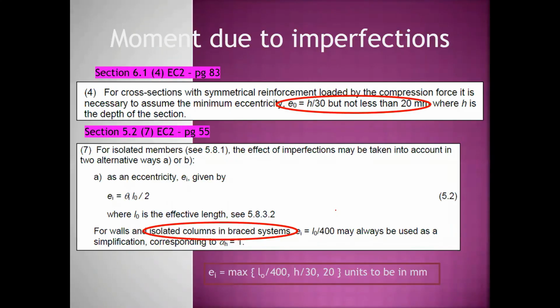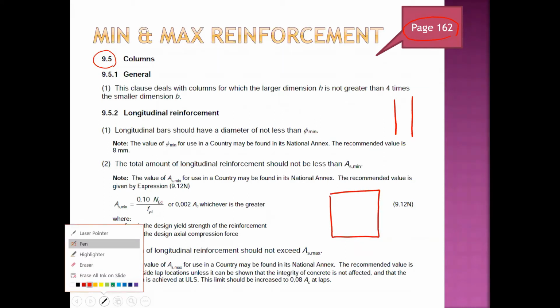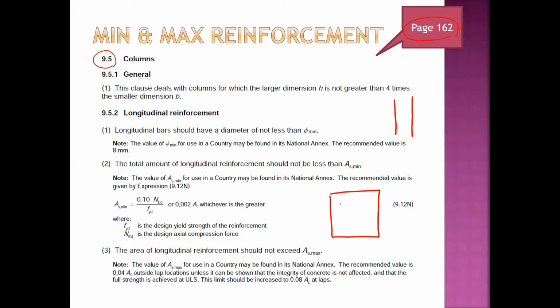And this is the moment due to imperfections. We can take a look later in our tutorial. And this is the minimum and maximum reinforcement. This is the design part from clause 9.5 in Eurocode 2, page 162. The longitudinal bars means the vertical bars. Let's say this is the column cross section, and this is the main reinforcement here.